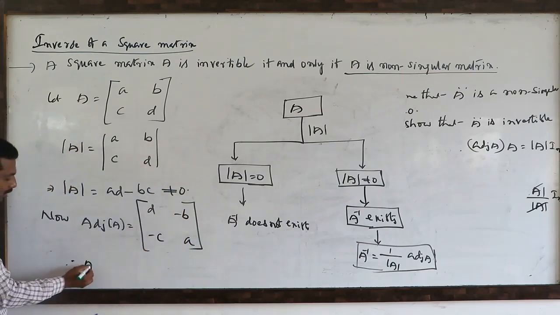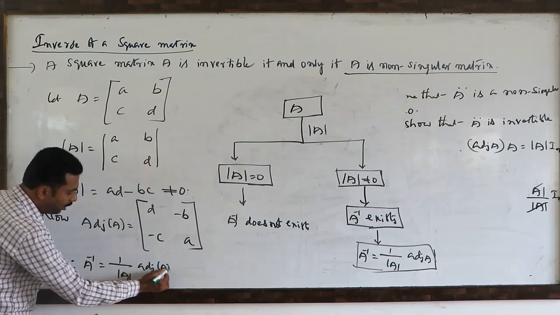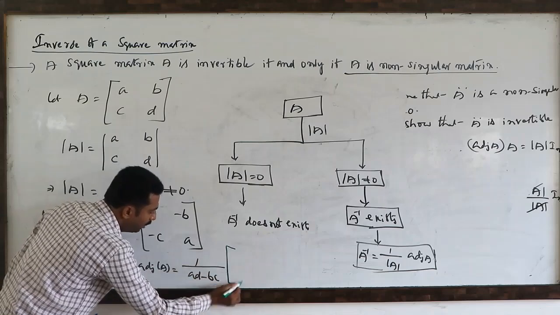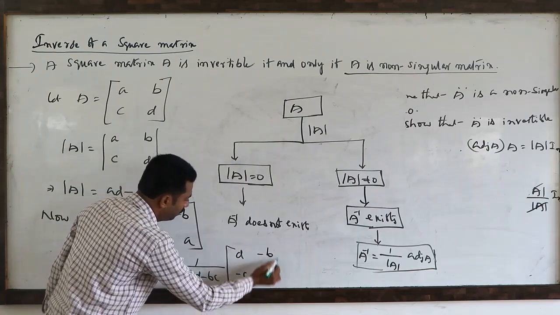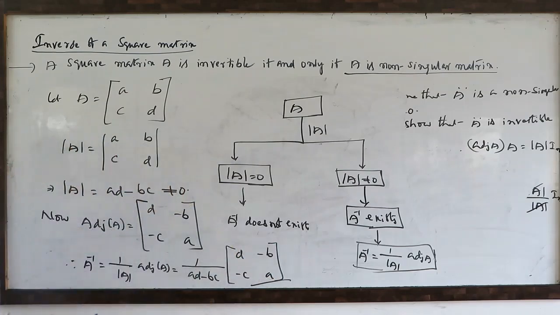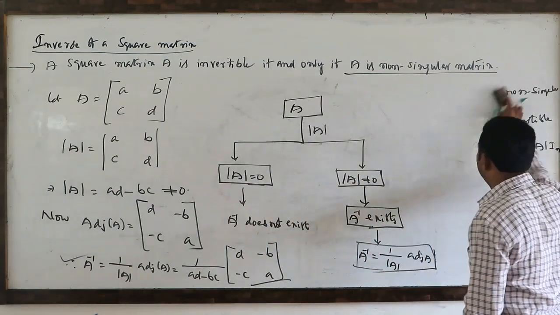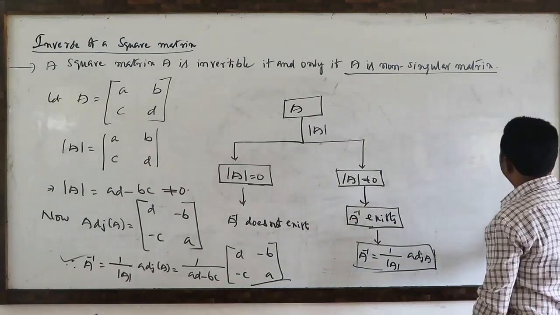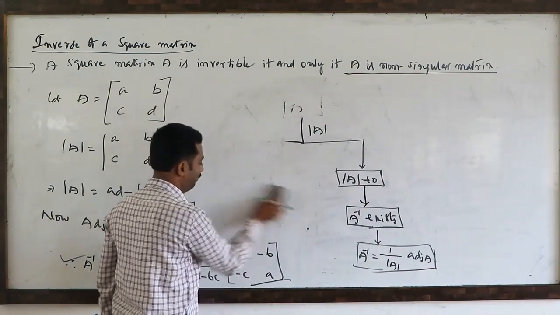Therefore, A inverse equal to, what is the formula? 1 by determinant of A into adjoint of A. 1 divided by AD minus BC, into adjoint of A, nothing but [D, minus B; minus C, A]. Like this we have to calculate the inverse of a square matrix of order 2 by 2. So this is the algorithm to verify whether the inverse exists or not. If the inverse exists, then like this we have to calculate it. So this is important, you have to remember.